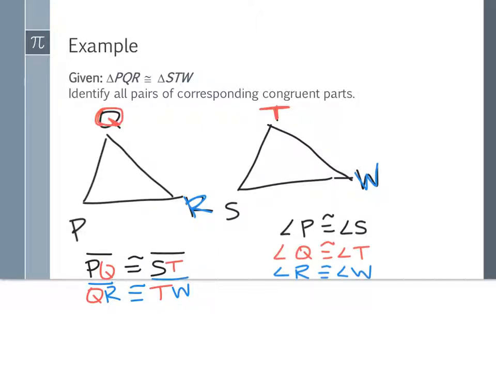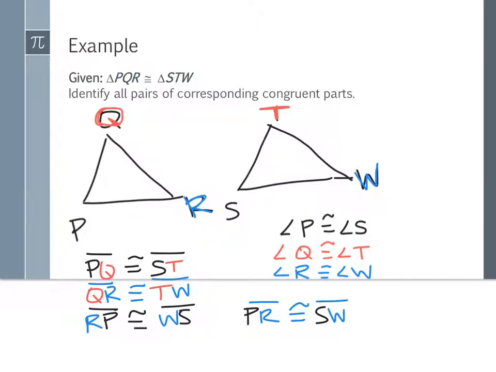Notice the colors here. I'm listing them in corresponding vertex order. And then finally, side RP is congruent to side WS. Now what if I had listed that last one as side PR? Well, that side would be congruent to SW.